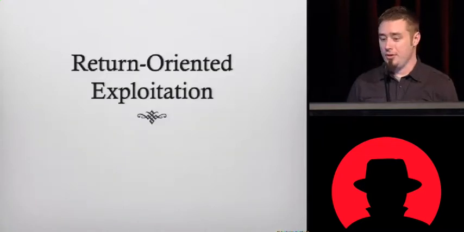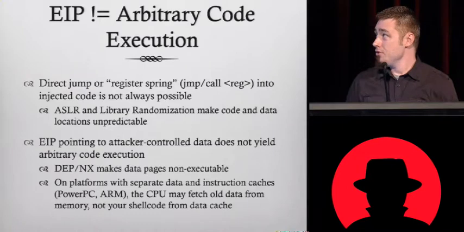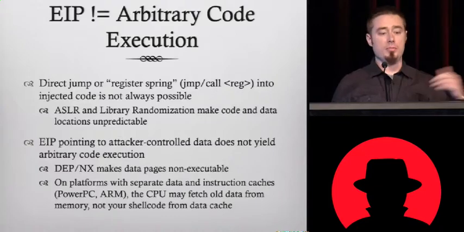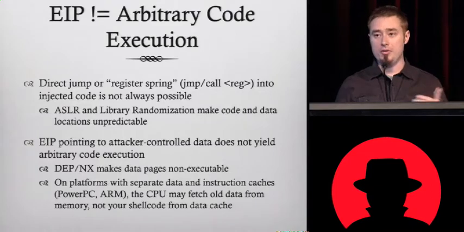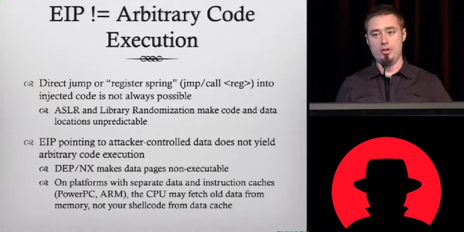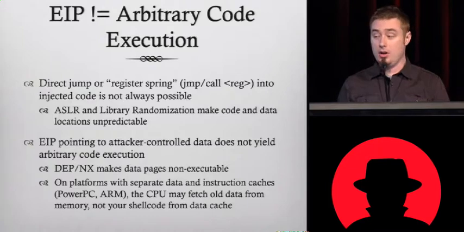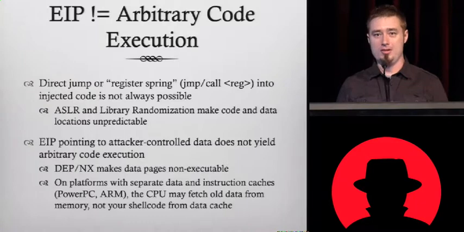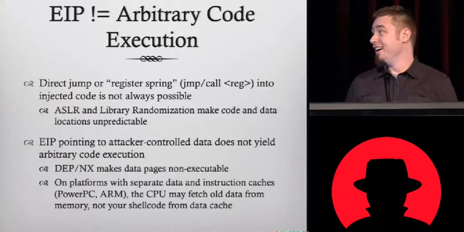So let's talk about return-oriented exploitation. Now, having full control of EIP is not direct arbitrary code execution, because you used to be able to jump straight to your code or do something a little more clever like a register spring, where you jump to some code that will go indirectly through a register to your code. Now that you have ASLR, or library randomization on Mac OS X, which is a kind of knockoff version of ASLR, you're not going to be able to do this.